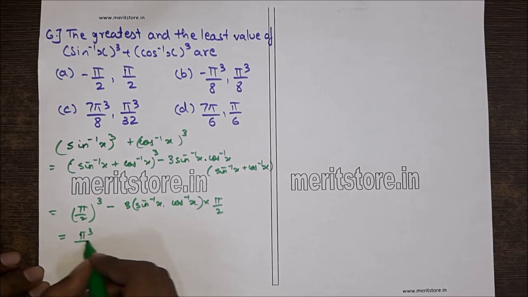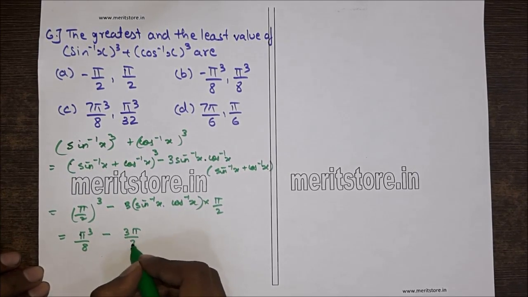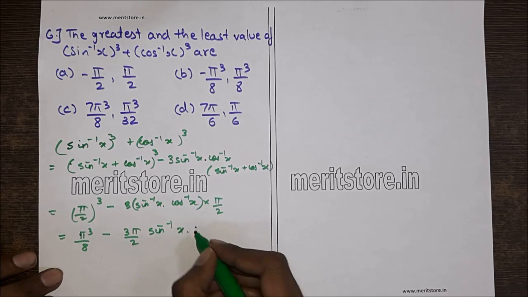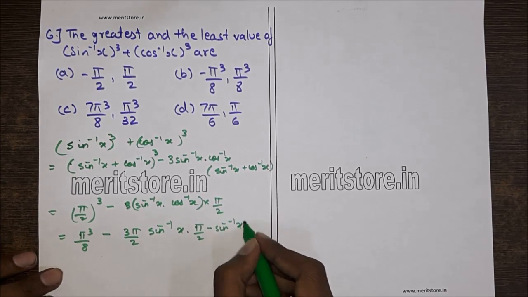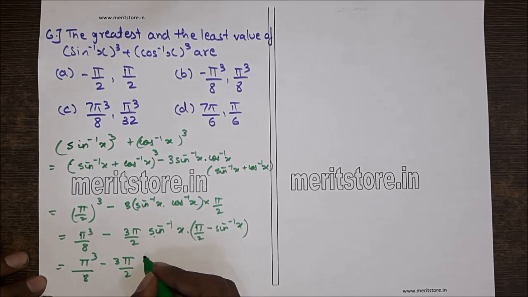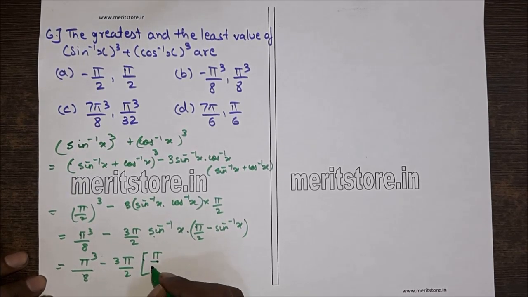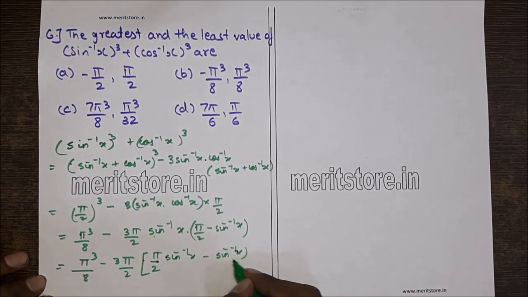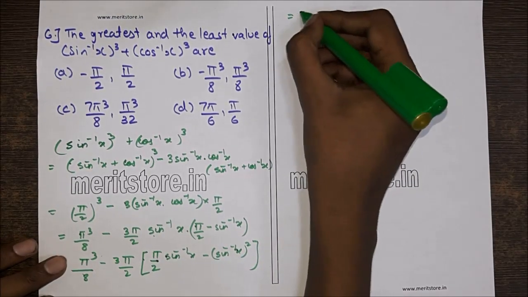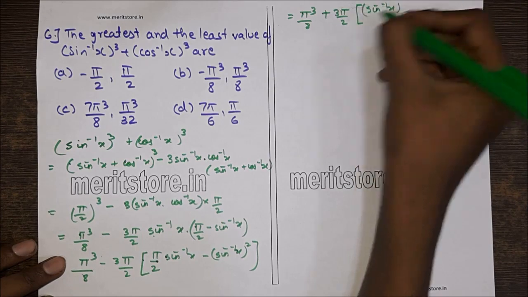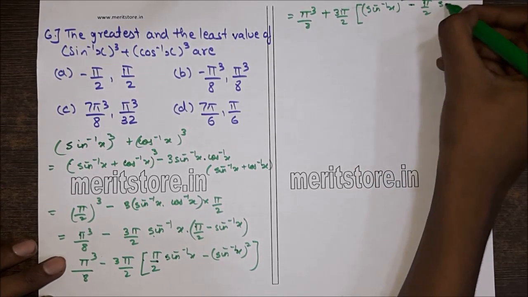that is pi cube by 8 minus 3 pi by 2 sine inverse of x, now cos inverse of x is pi by 2 minus sine inverse of x, so this can be written as pi by 2 minus sine inverse of x, that is pi cube by 8 minus 3 pi by 2. We take this term inside the bracket, so we get pi by 2 sine inverse of x minus (sine inverse of x) the whole square. Taking minus 1 common, we get pi cube by 8 plus 3 pi by 2 into (sine inverse x) the whole square minus pi by 2 sine inverse of x.